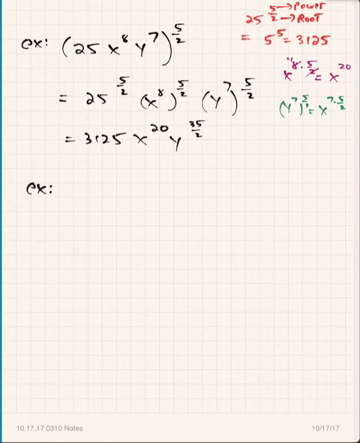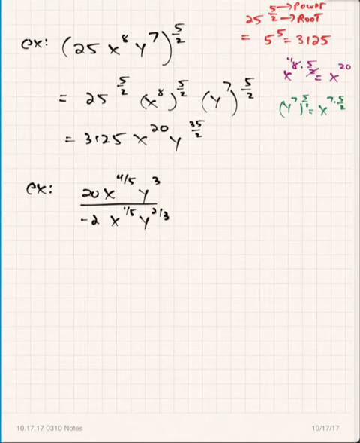All right, let's look at a problem like this. Let's say we have 20x to the 4/5 y to the 3rd over -2 x to the 1/5 y to the 2/3. Yuck.